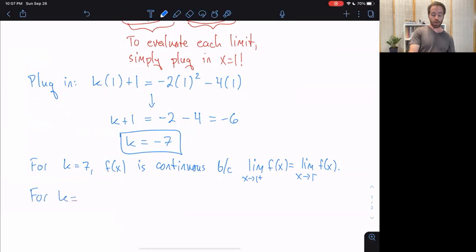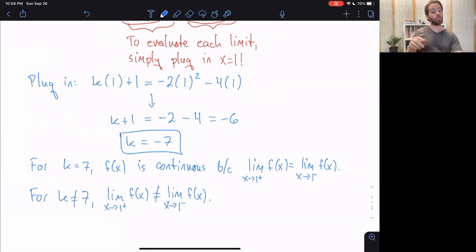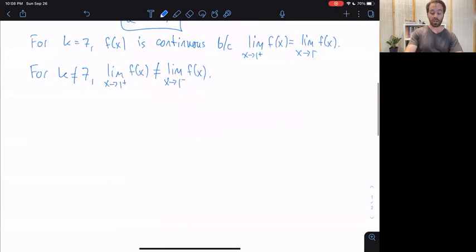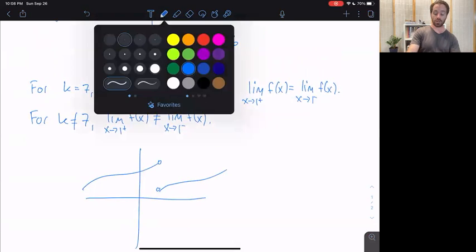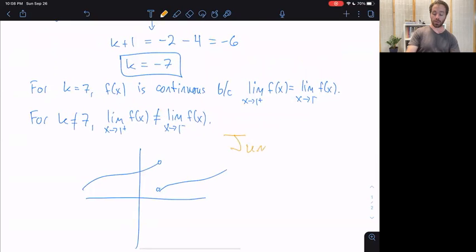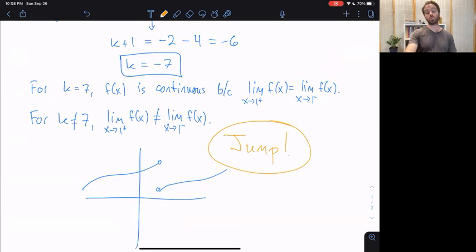But this was only true when k is negative 7. For k not equal to negative 7, the right-hand limit is not going to be equal to the left-hand limit. And if the right-hand limit and the left-hand limit are not the same, this is the sort of behavior that we identify with a jump discontinuity. So what type of discontinuity will it have for other values of k? It will have a jump discontinuity because the branches of the function will fail to meet up.